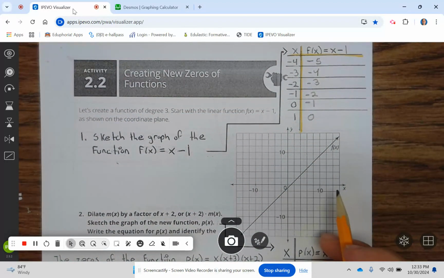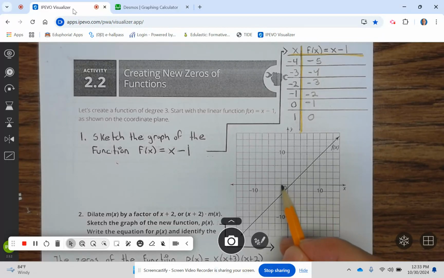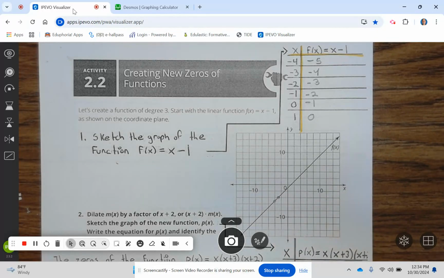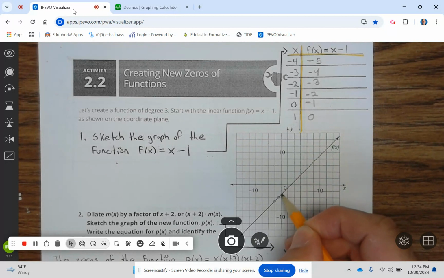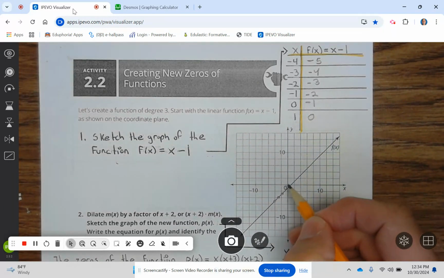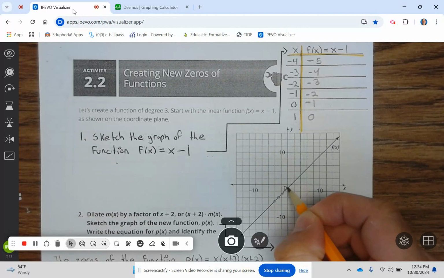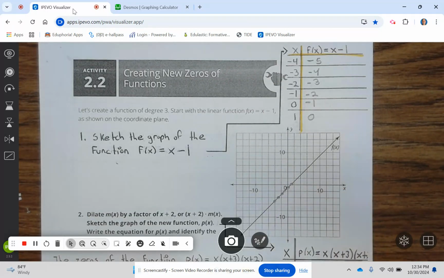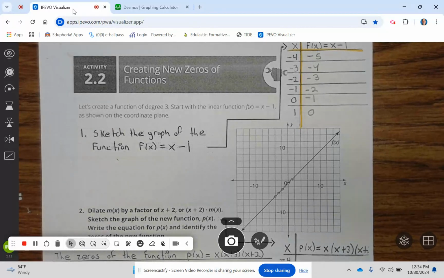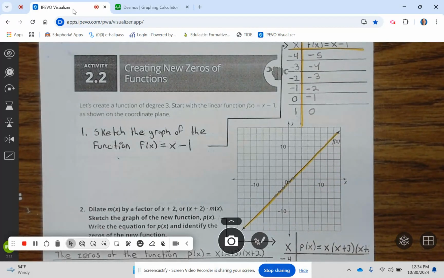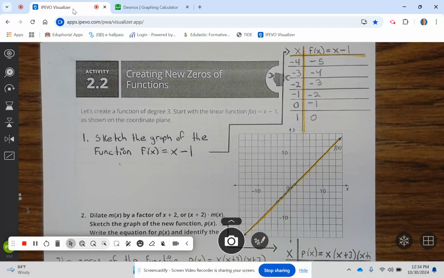So now we're counting by 2, so you have to be careful. So -2, -4, -5, -3, -4, -2, -3, -1, -2, 0, -1, and 1, 0. All right. So this graph corresponds here. All right, go ahead and finish up question 1.